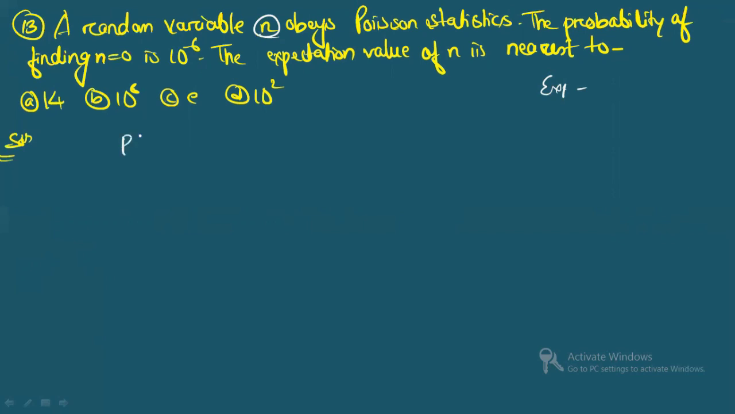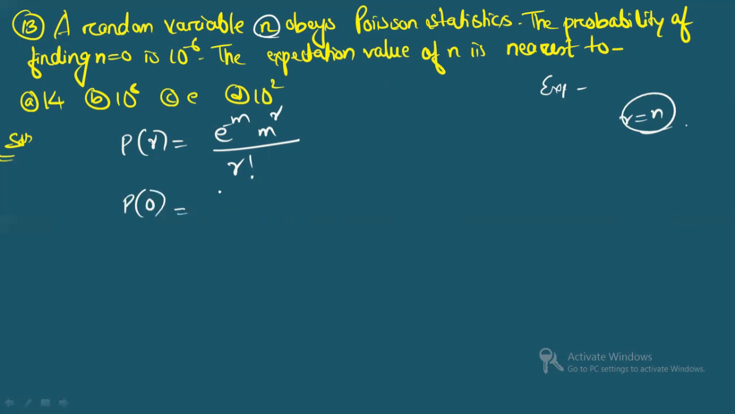So for Poisson statistics, we know the probability formula. Probability of r is e to the power minus m, m to the power r, divided by factorial r. Here r is equal to n in this case. So the probability for n equal to 0 will be e to the power minus m, m to the power 0, over factorial 0. m to the power 0 is 1, factorial 0 is also 1. So it is e to the power minus m.